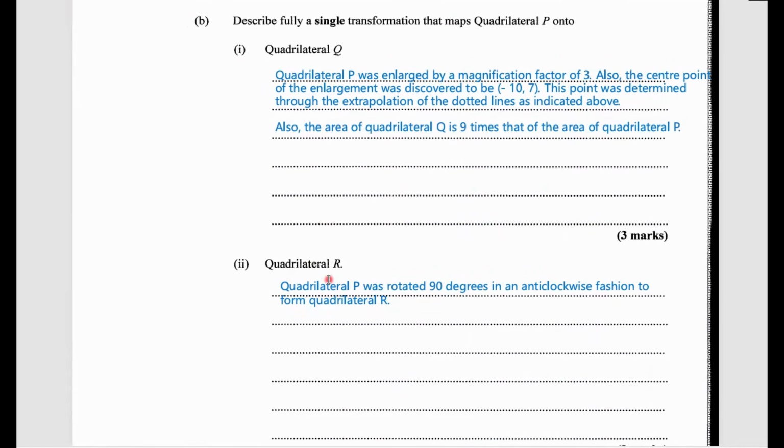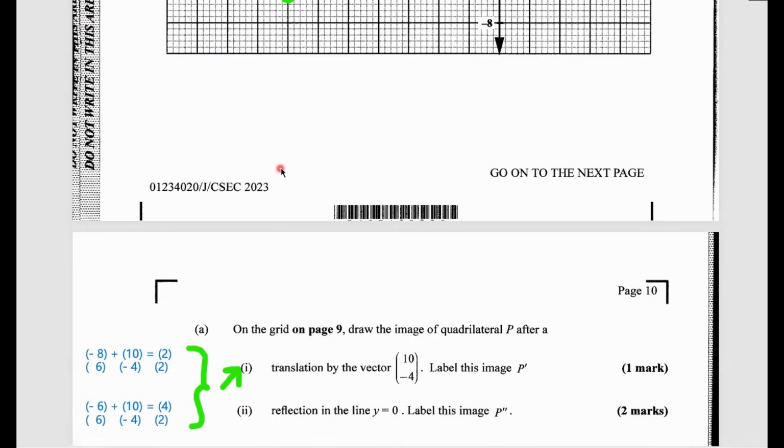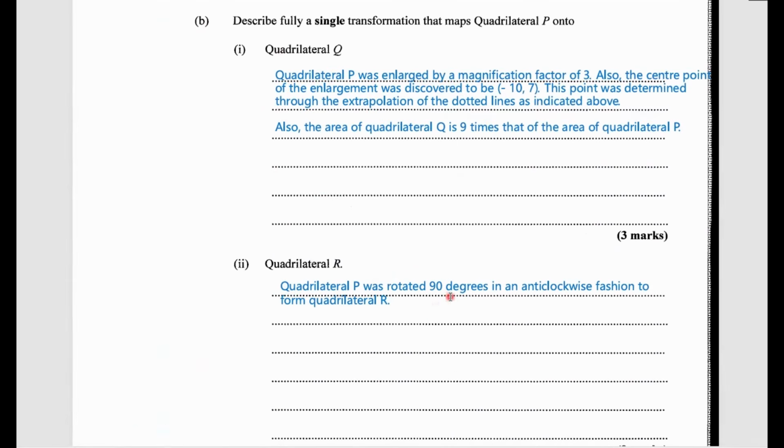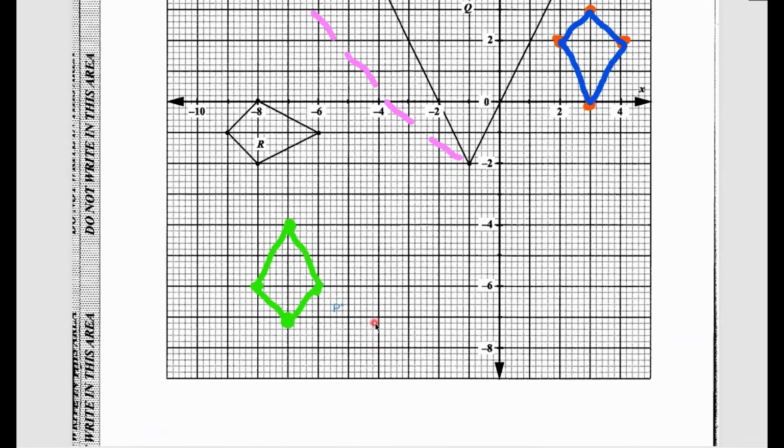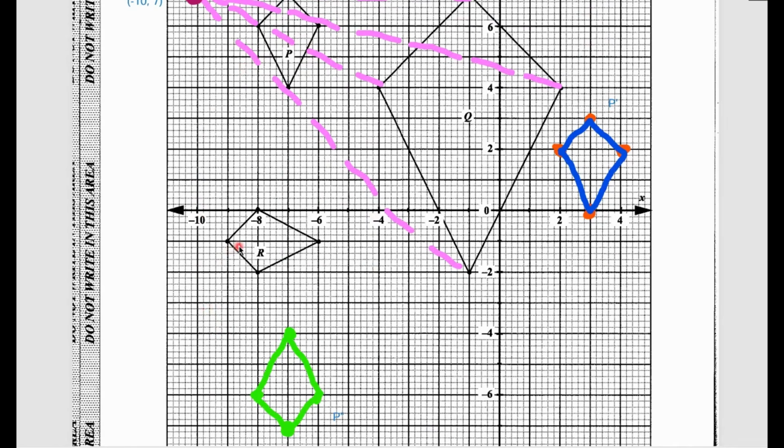To get quadrilateral R from P, this was a rotation, and you could see it was rotating 90 degrees in an anti-clockwise fashion to form Q. So I rotated P 90 degrees to get R, and I had to rotate it what? Anti-clockwise. That's this way. Okay, and it's about a point of rotation.